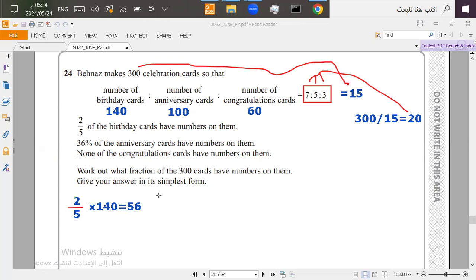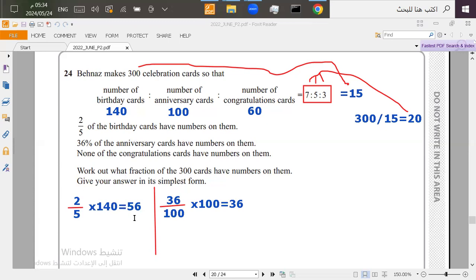Second one, let's take a line here. 36% of the anniversary cards have numbers on them. Same idea, I'm going to take the 36%, so 36 over 100, multiplied by the 100, and I will know how many have numbers on them. The answer is 36. So 36 of the anniversary cards have numbers on them. None of the congratulation cards have numbers on them, so here I don't need to do anything.